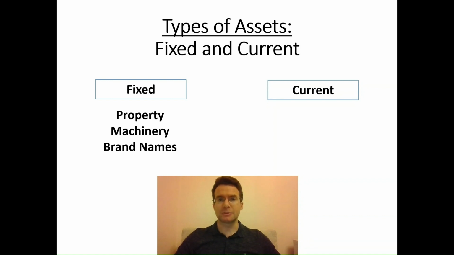Now, machinery and property, of course, are tangible assets, whereas a brand name is an intangible asset. I've done a video on the difference between these two key terms, and I'll leave the link in the description.